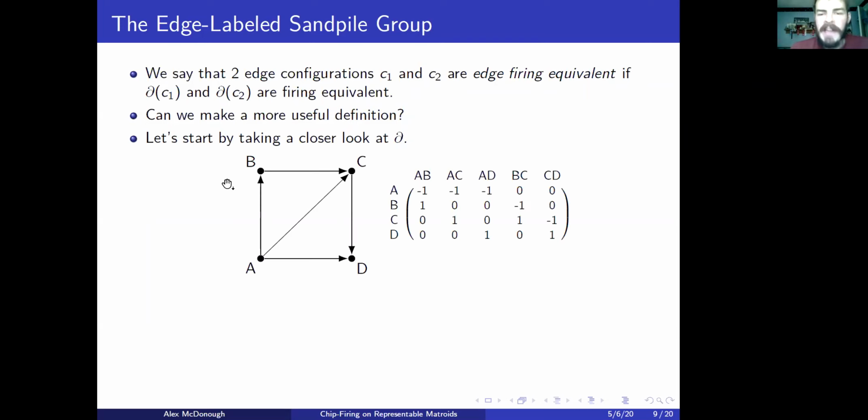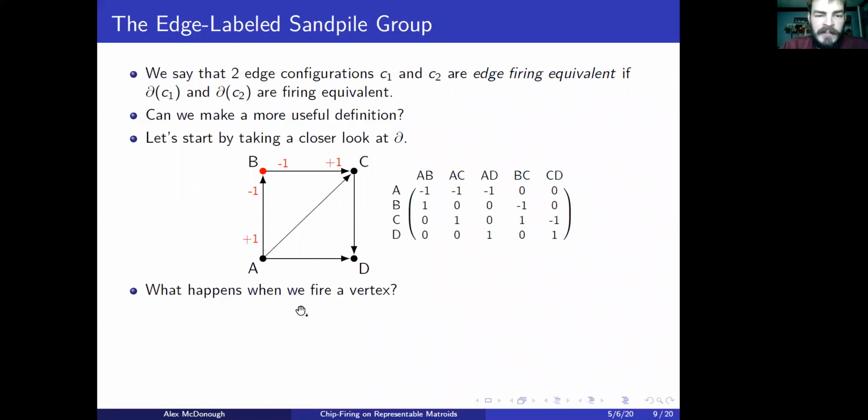We can write it as a matrix where the columns correspond to edges and the rows correspond to vertices. And then we put a 1 or -1 when we get a vertex corresponding to an edge based on the direction of the orientation of that edge. So this is another way of writing this boundary map, del. And now we ask, what happens when you fire a vertex?